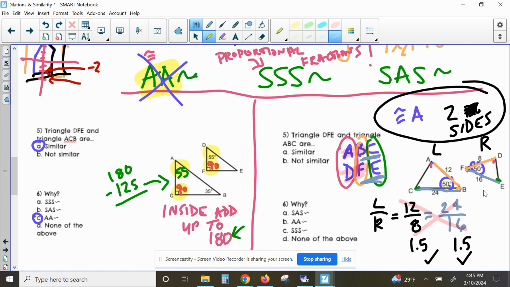Okay, so we just need to double check. Is this angle touching both of these sides? If I look at my picture, you see the 50-degree angle? It is definitely touching the orange one and the gray one. See this 50? Definitely touching the orange one and the gray one. So that means that we do have side angle side. So we've got side angle side similarity. So these are similar by side angle side.